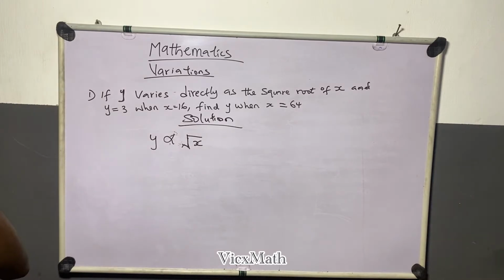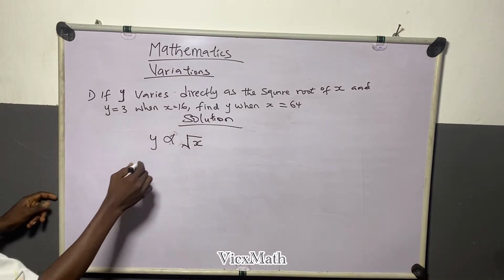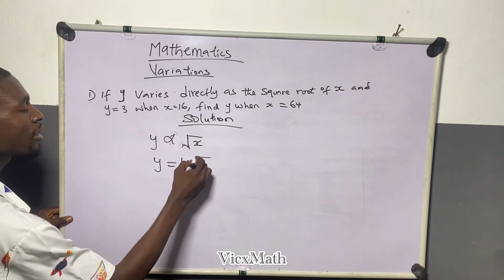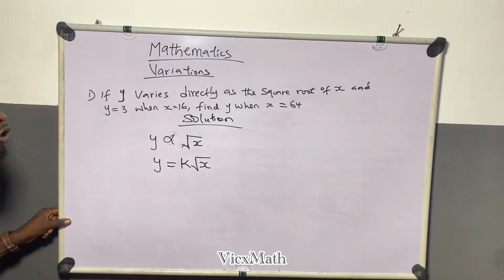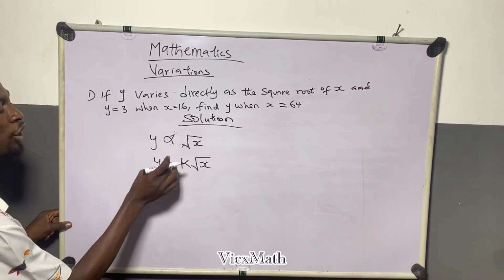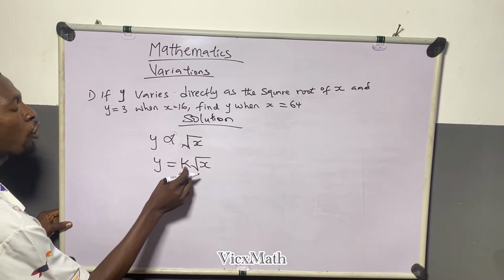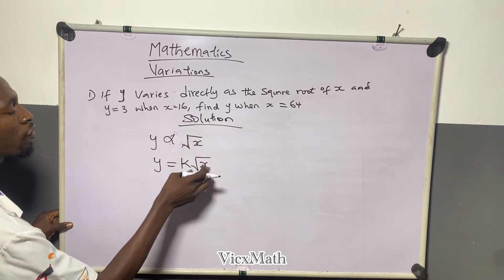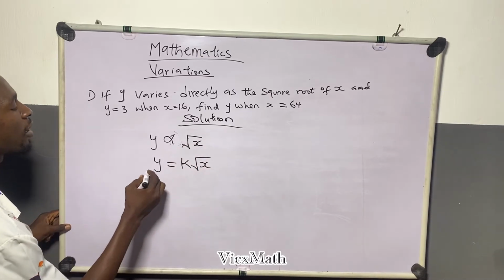If you want to turn this into an equality sign, you say y is equal to a constant. You introduce a constant, and we have to find the constant. This is very simple. This is the most important part of this. Changing this to an equality sign, we have y is equal to constant times whatever x is. But they told you that y varies directly to the square root of x. So it is constant times the square root of x.